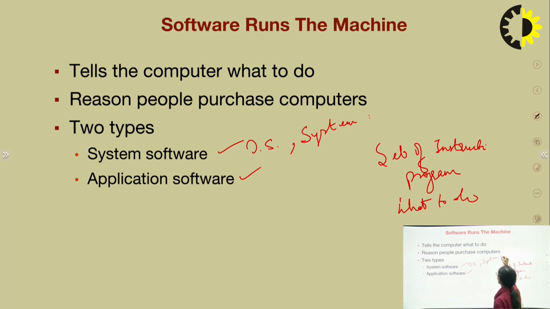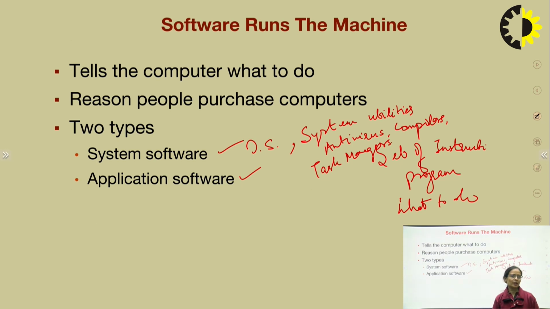Then there is another, system utilities. These are those programs which you need to be run for the efficient running of the computer. For example, they can be your antivirus, they can be your compilers, they can be your task managers, and so on. Whereas in the case of the application software, since they are designed for some user specific task, they depend upon the nature of the task they are going to perform.